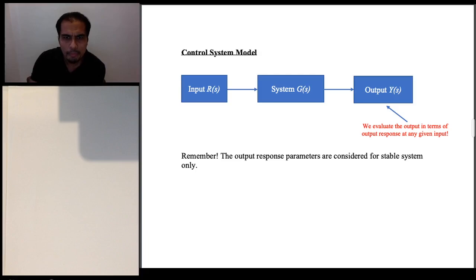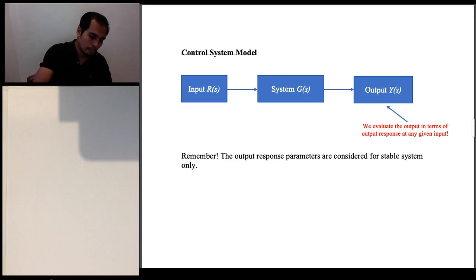The output response is evaluated if the input is given. So the system is at rest when there's no input. When there's some disturbance, some input applied to the system, then the system will react. That will produce the response.